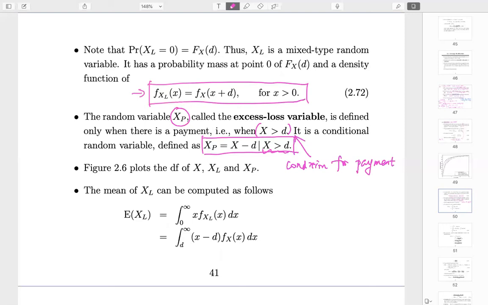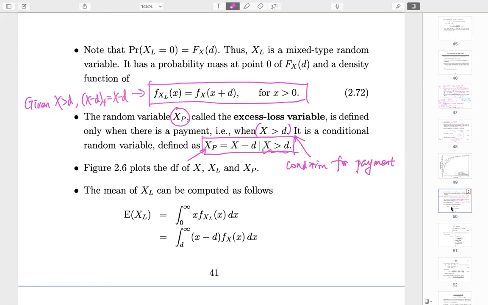Given this condition, given X bigger than D, obviously the positive part I can remove, because I already know it is positive. It is strictly positive. It will be equal to X minus D. So that's why here in the definition of XP, I don't need to add the positive function. It will be positive, conditioning on X bigger than D.